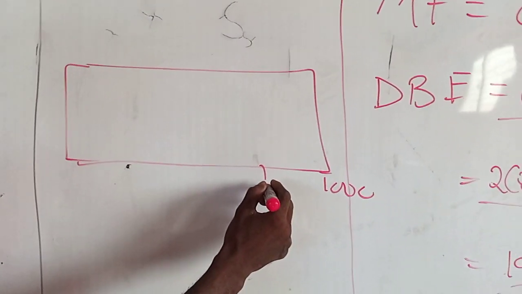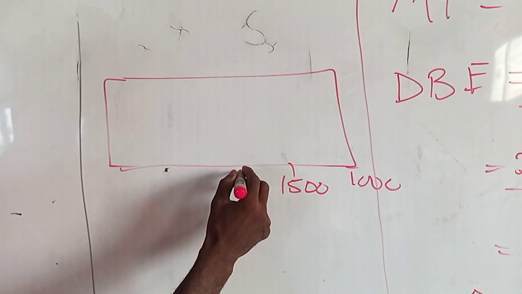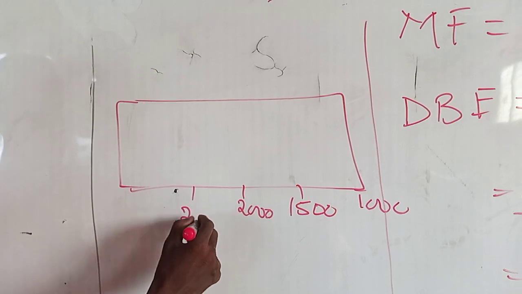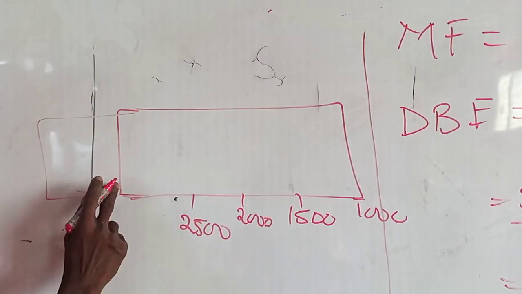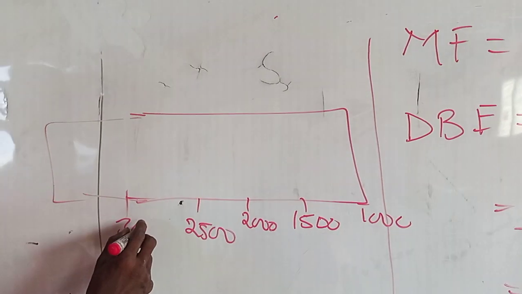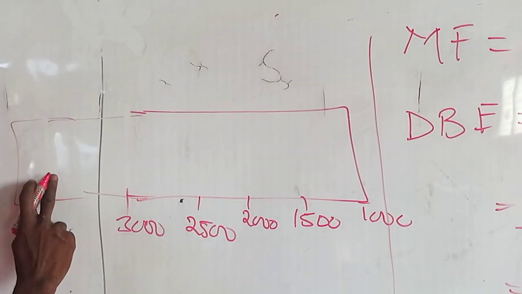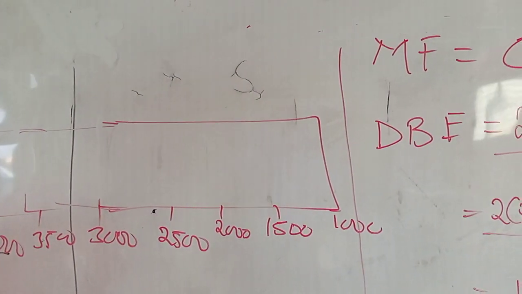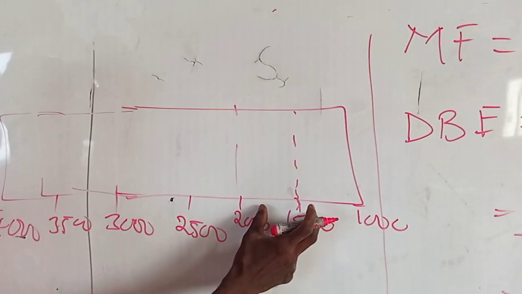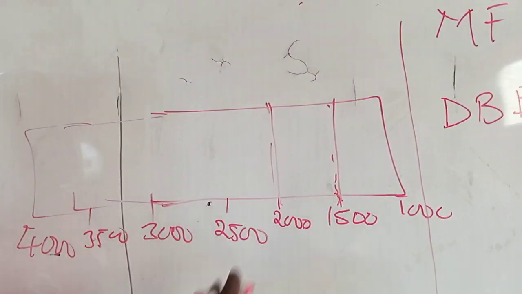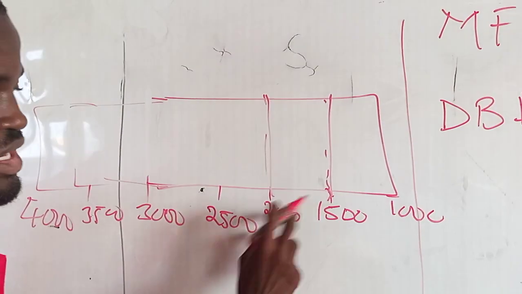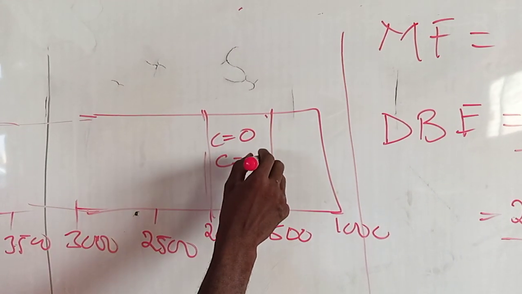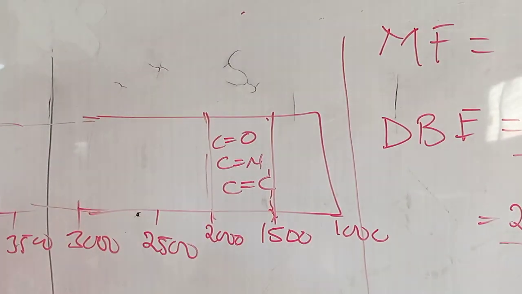So we have 1,000 to 1,500, from 1,500 to 2,000. Sorry, I'm adding 500, 500. From 2,000 to 2,500. Then from 2,500 to 3,000. Then above that, we have 3,500 and we have 4,000. Now watch here. Between 1,500 and 2,000 is what we call the double bond region, which means that this is where we can find the C double bond O, C double bond N, and C double bond C. This is what we call the double bond region.